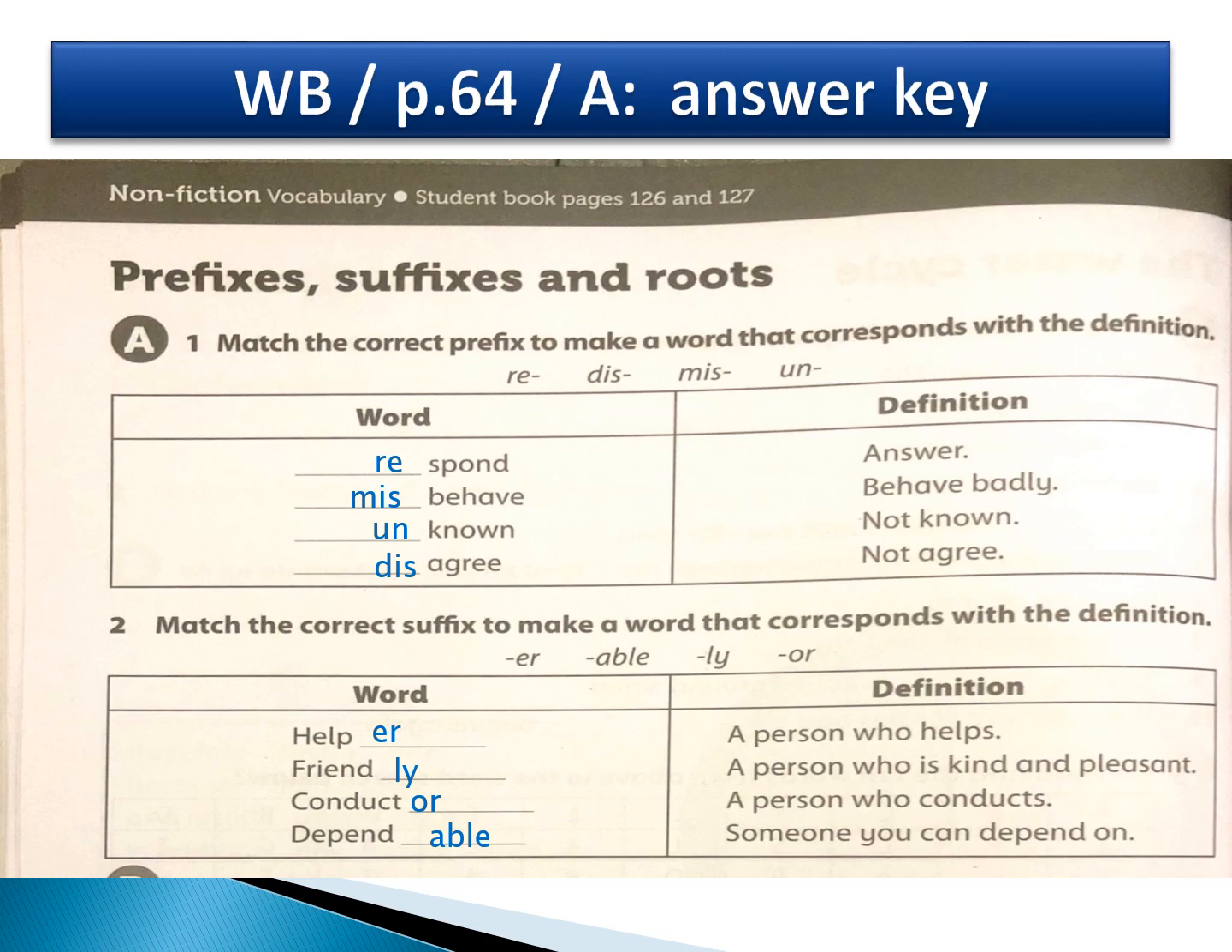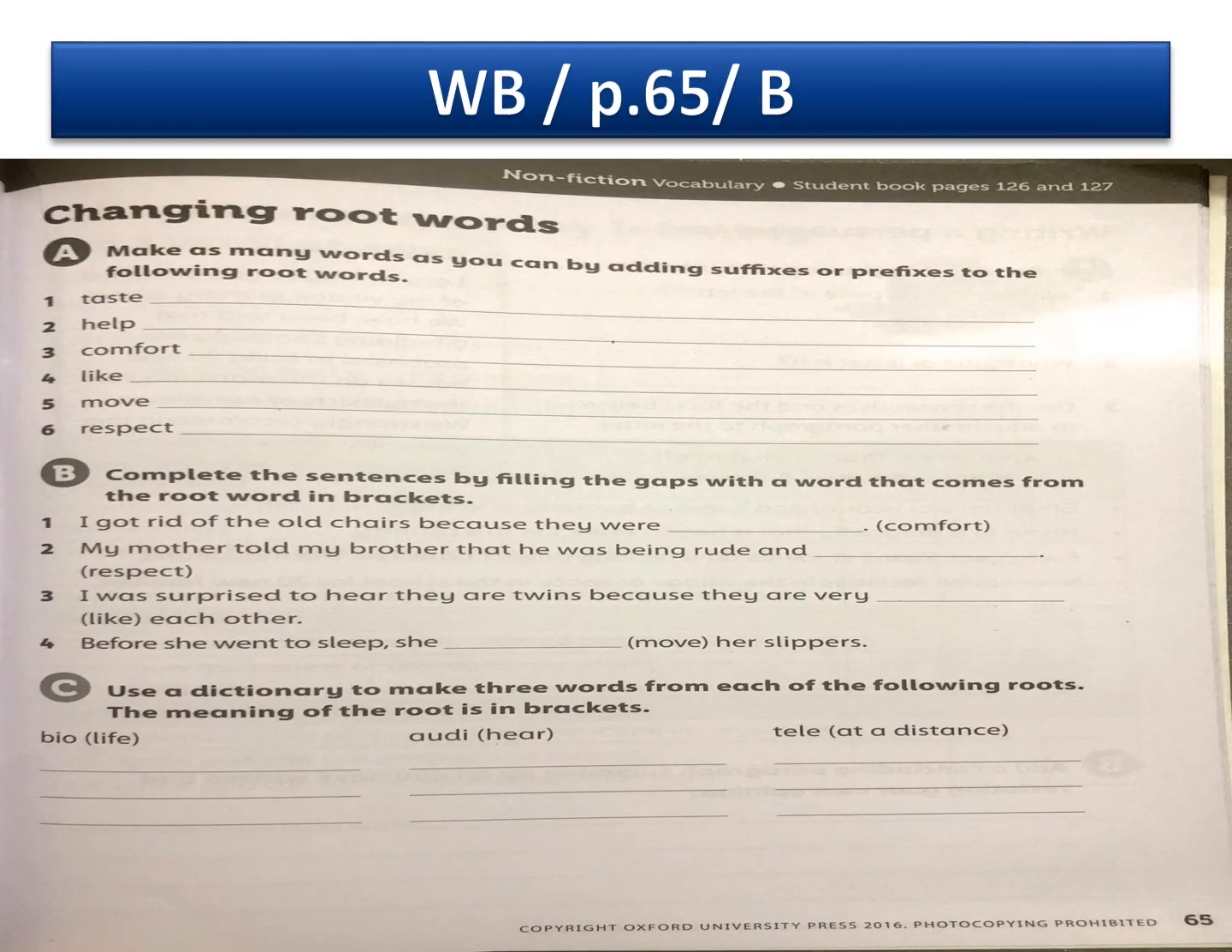Now let's check B. Now move to page 65, exercise B. Complete the sentences by filling the gaps with the word that comes from the root word in brackets. And the words are comfort, respect, like, and move. Read the sentences carefully and try to put the proper prefixes and suffixes. Take 5 minutes, pause the video, and let's see later how you answered.